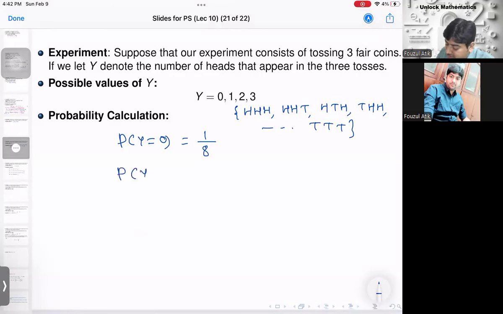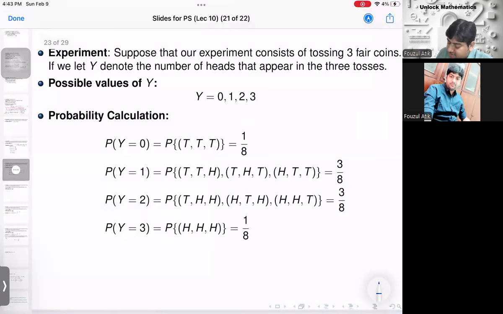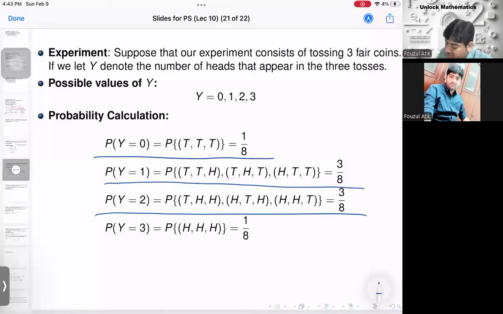Similarly, P of y equal to 1 is what? That means the number of heads is 1 when you are tossing three fair coins. You have only three such cases, so the probability of y equal to 1 is 3 by 8. In this way, you can calculate P of y equal to 2, P of y equal to 3, and so on. Each particular value of the random variable is a particular event, and we are able to find its probability. So P of y equal to 0 is 1 by 8, P of y equal to 1 is 3 by 8, P of y equal to 2 is again 3 by 8, and P of y equal to 3 is 1 by 8.